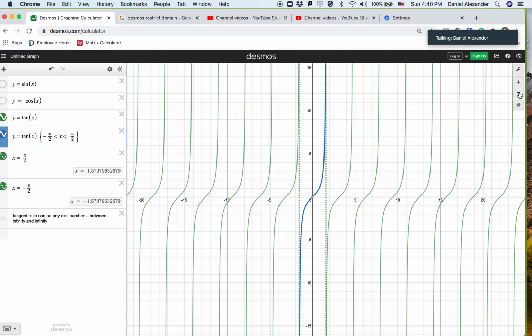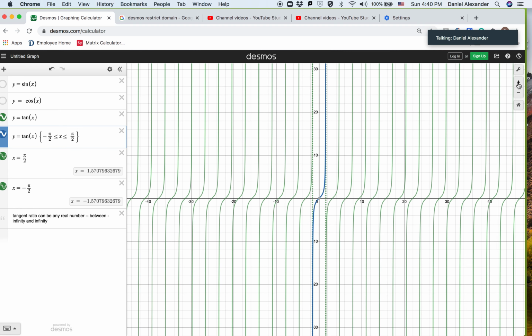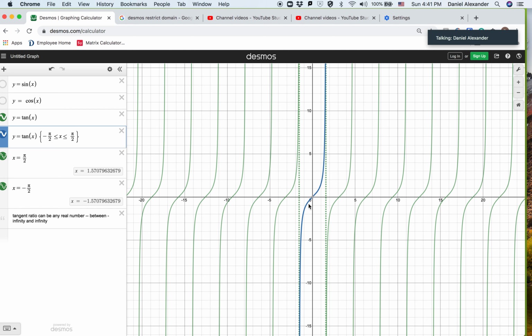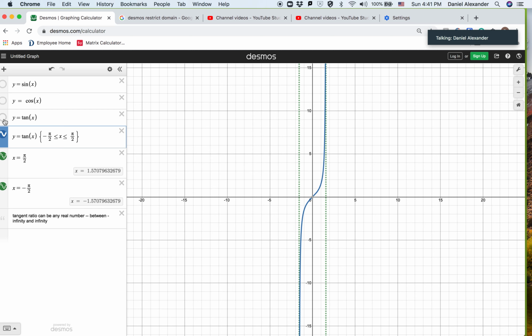Okay, so now we just want to get a part of the graph, and you can see it really well. That blue part is just one cycle. That's all we need. That's going to be our tangent.